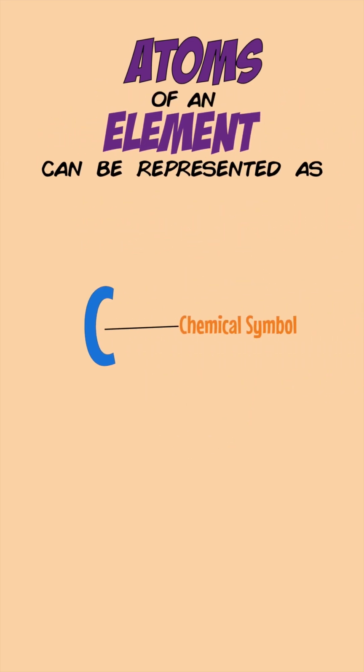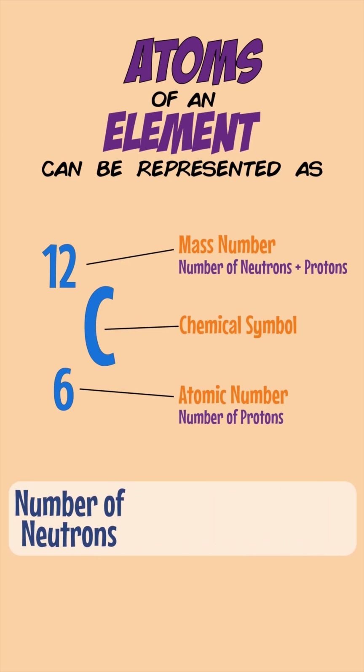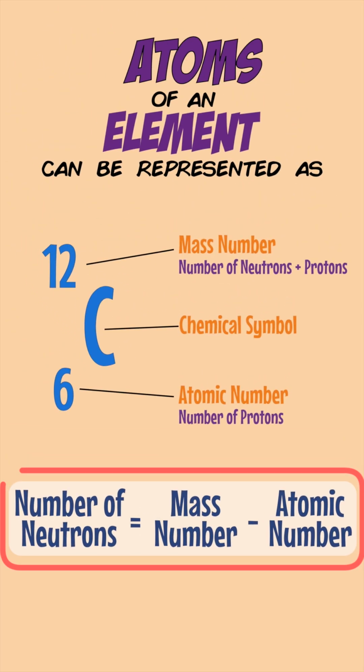The atoms of an element can be represented by chemical symbols with 2 numbers. The bigger number is the mass number, which tells you the number of neutrons plus protons in an atom. And the bottom number is the atomic number, which tells you the number of protons. To find the number of neutrons, you need to subtract the atomic number from the mass number.